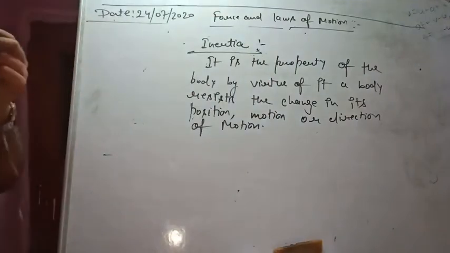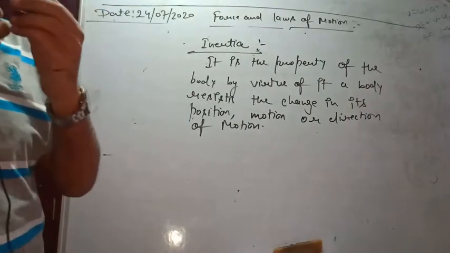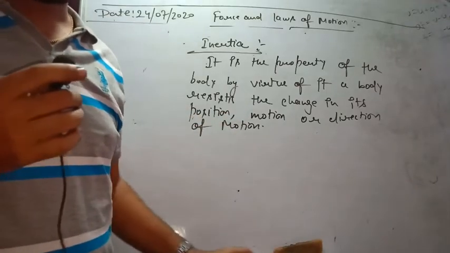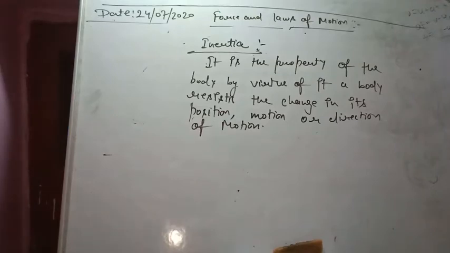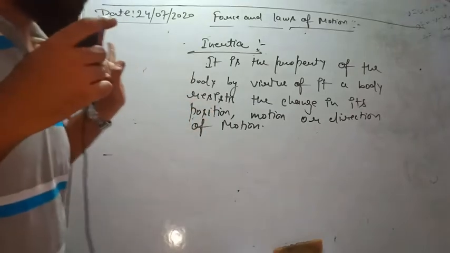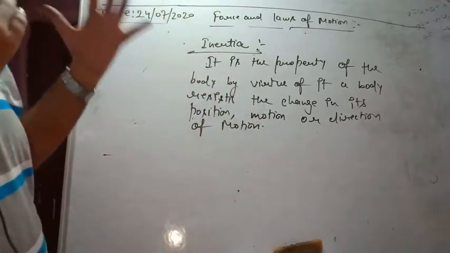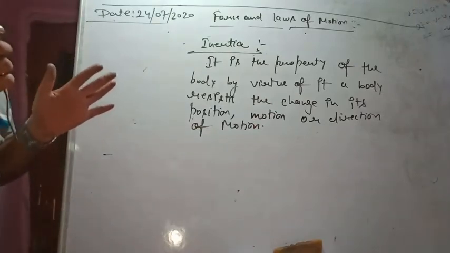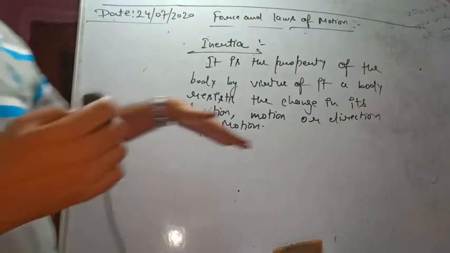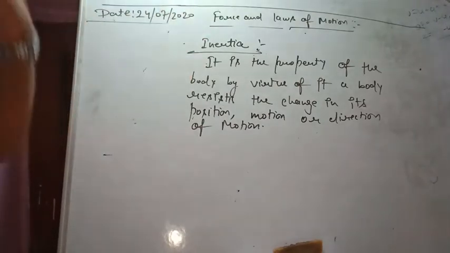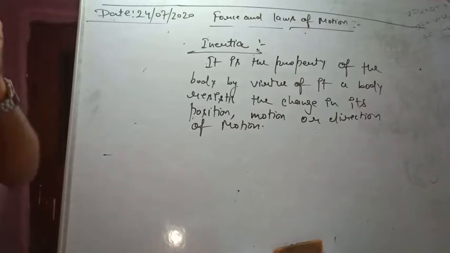Actually we can say that our body is very rigid. So it does not want to change its position, its motion or direction of motion. If the body is at rest, then it wants to remain at rest. If a body is moving, then it wants to remain moving. If the body is moving in a particular direction, then it wants to hold that particular direction. I will give you one example to understand this fact.